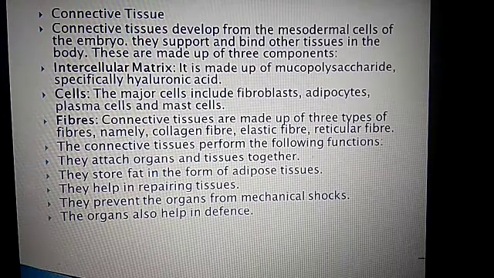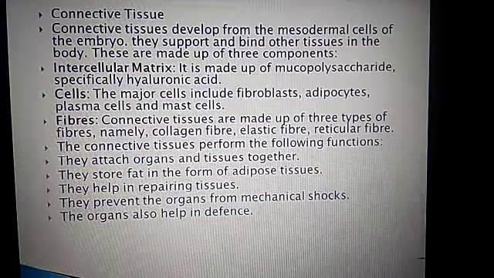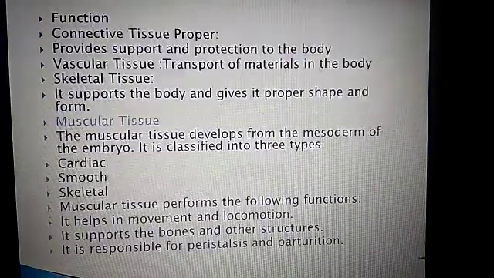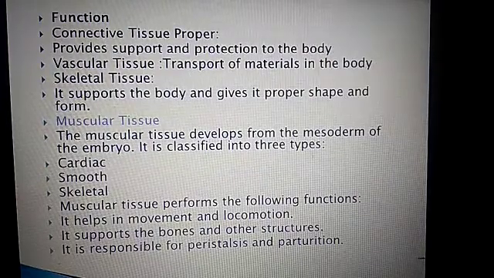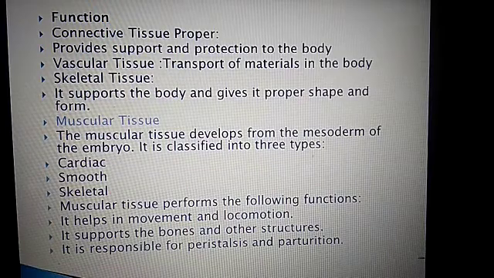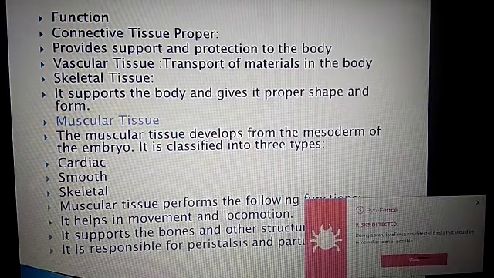You know, blood is also a connective tissue. One more function is to protect the organs from mechanical shock. They also help in the defense mechanism. So let's study connective tissue in detail.